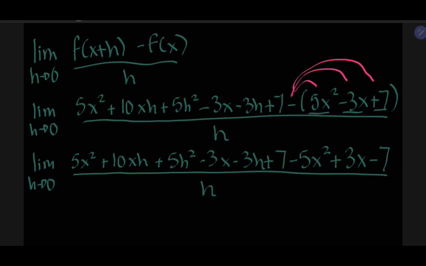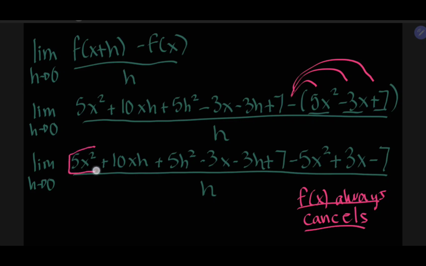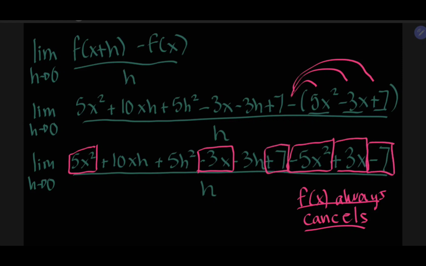Now I'm going to come in and see if there's anything I can cancel. F of x always cancels. The whole function will. So we have 5x squared and minus 5x squared. Those will cancel. Let's see what else. Well, we have plus 3x here and minus 3x here. Those will also cancel. And then the plus 7 and the minus 7 will cancel.